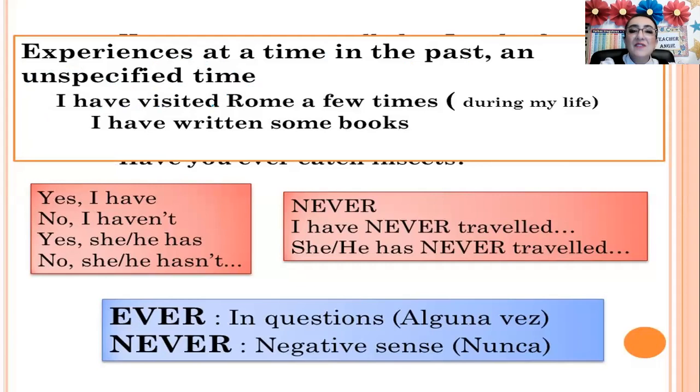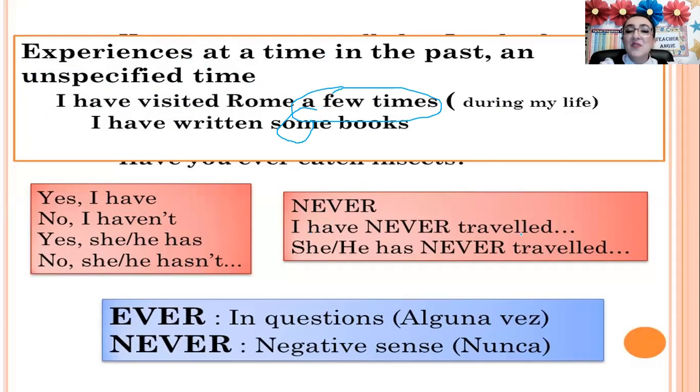I have visited Rome a few times during my life. Yo he visitado Roma pocas veces durante mi vida, ¿no? I have written some books. He escrito algunos libros, few times, algunas veces. Yes, I have. No, I haven't. Pero aquí me estoy enfocando al never.